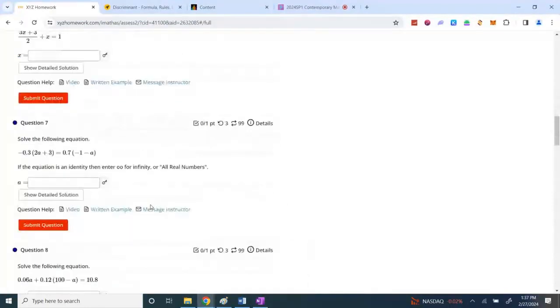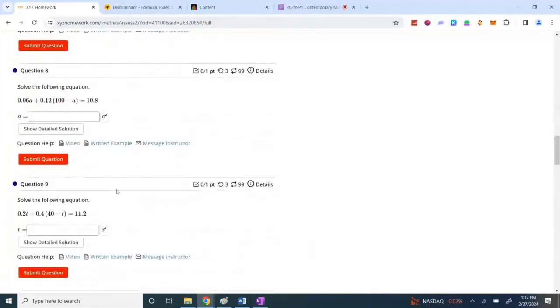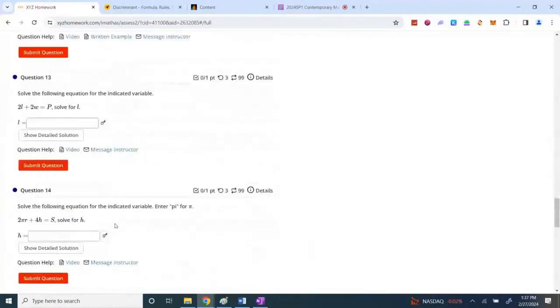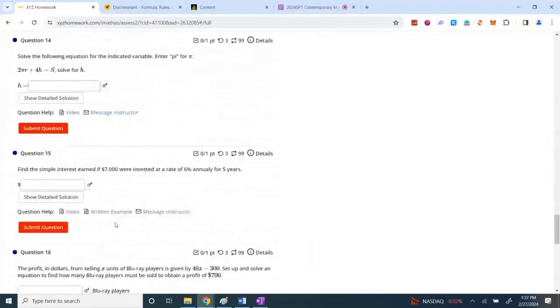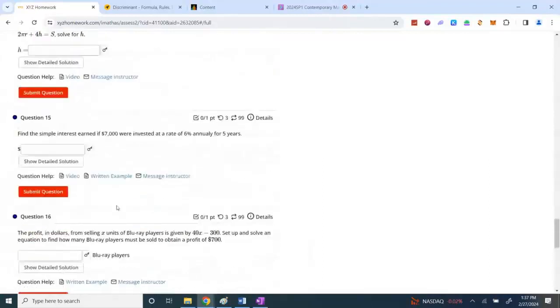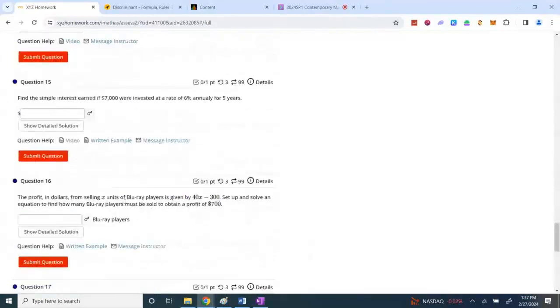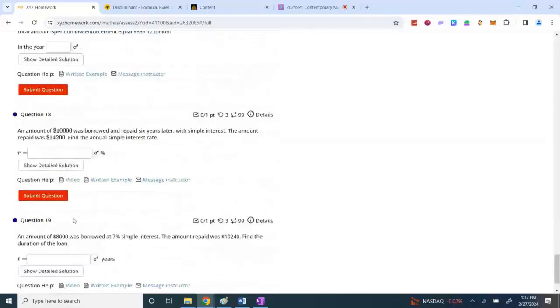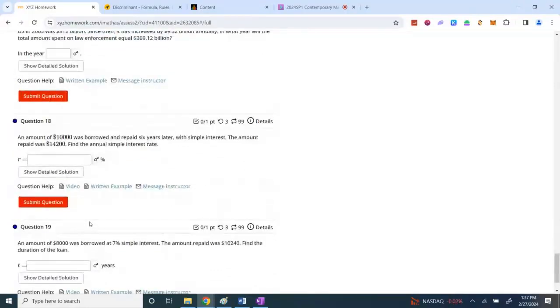All right, if we scroll down a little bit further, I think all of those are okay. We did those. Okay, 15 through 19, they look like word problems. So remember we talked about simple interest, and I think the last two are based on that simple interest concept.